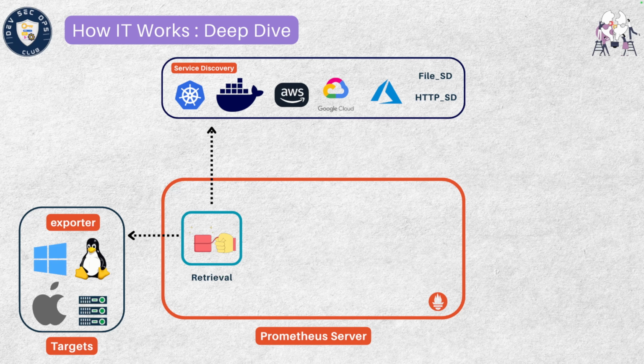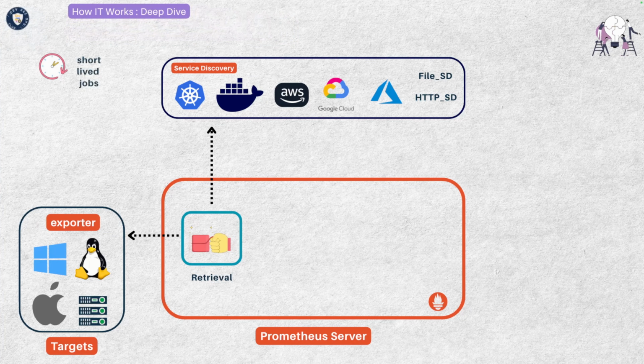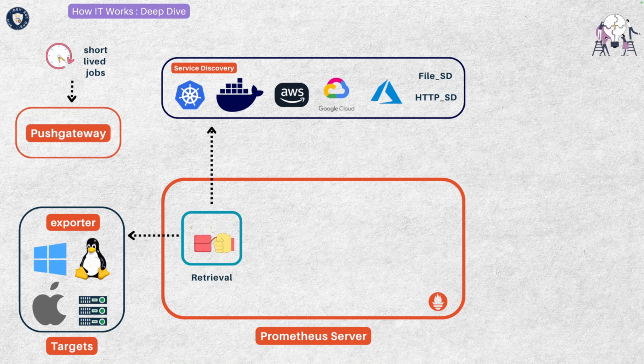But what about jobs that run for a short time and disappear? That's where short-lived jobs come in. Short-lived jobs are temporary tasks like cron jobs, which you may have heard of if you use Linux, and Kubernetes cron jobs, batch processing, and ephemeral tasks that run for a fixed duration and then terminate. Whatever work is performed in a short amount of time comes under a short-lived job. Short-lived jobs push their metrics to the Pushgateway, which temporarily holds the data until Prometheus scrapes it.